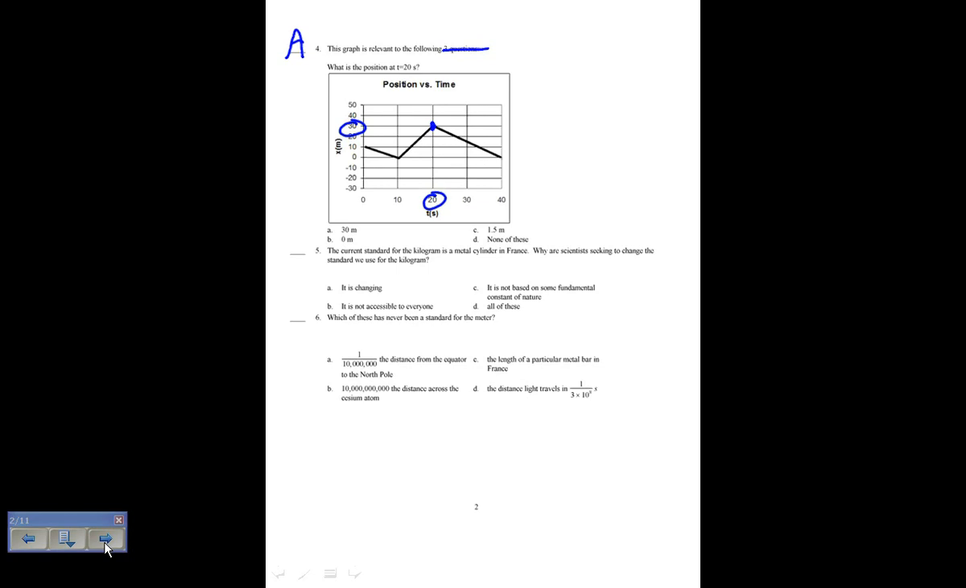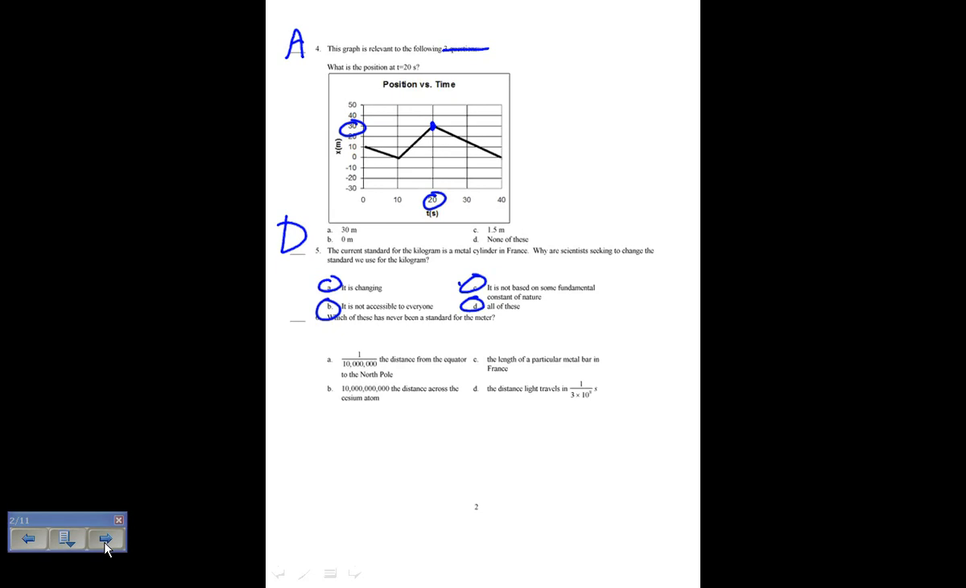The current standard for the kilogram is the metal cylinder in France. Why are scientists seeking to change the standard we use for the kilogram? All right, this kilogram is changing. It's losing mass, as we remember. It's not accessible to everyone, only the French. It's not based on some fundamental constant of nature, and so it's all of these. So number 5 is D.